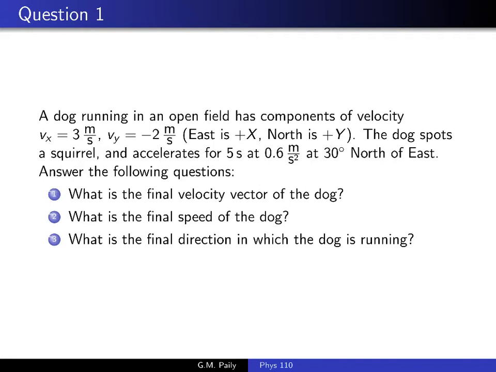Here's a question in 2D kinematics. A dog running in an open field has components of velocity vx equals 3 meters per second, vy equals minus 2 meters per second, where east is the positive x direction and north is the positive y direction. The dog spots a squirrel and accelerates for 5 seconds at 0.6 meters per second squared at 30 degrees north of east.